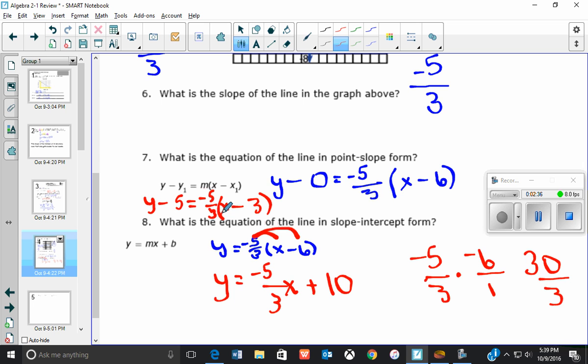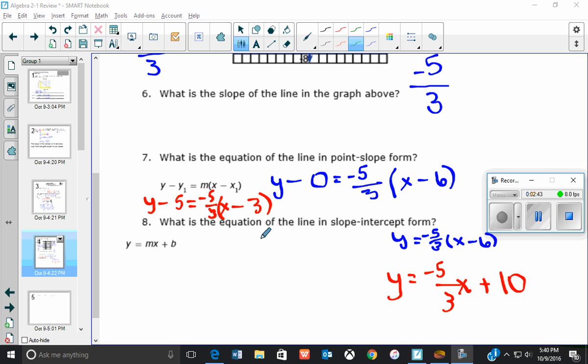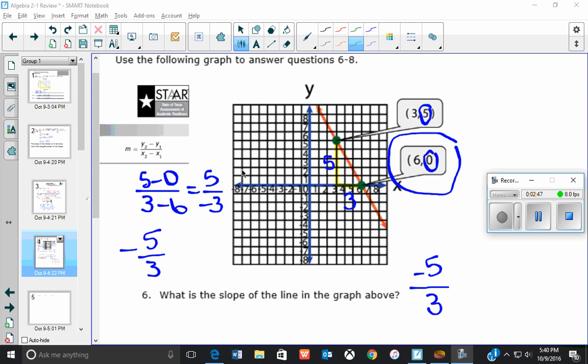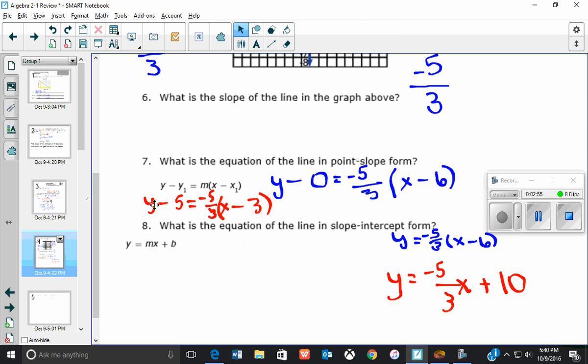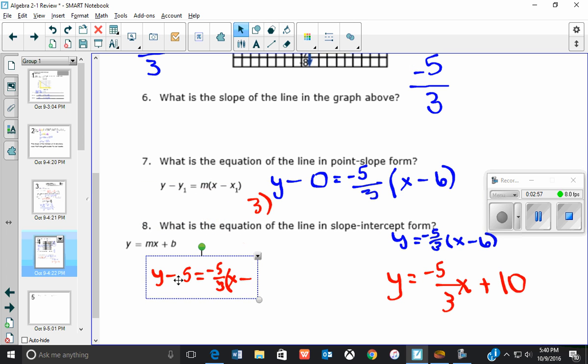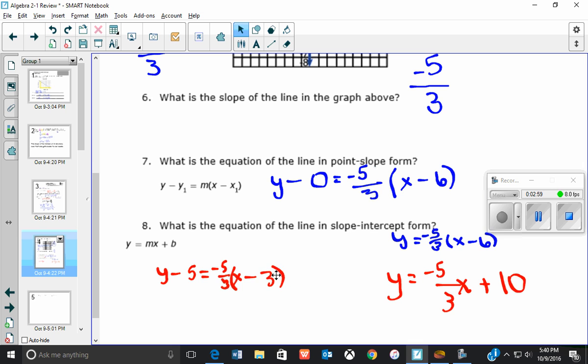Now let's go ahead and do it from the other point slope form in case you did it that way. Okay, so I've got it ready to work from if you use the point 3, 5 instead of 6, 0. So let's take this. I'm going to take this, and we're going to work from there. And you can see that it'll work out fine. So we still need to do distributive property.